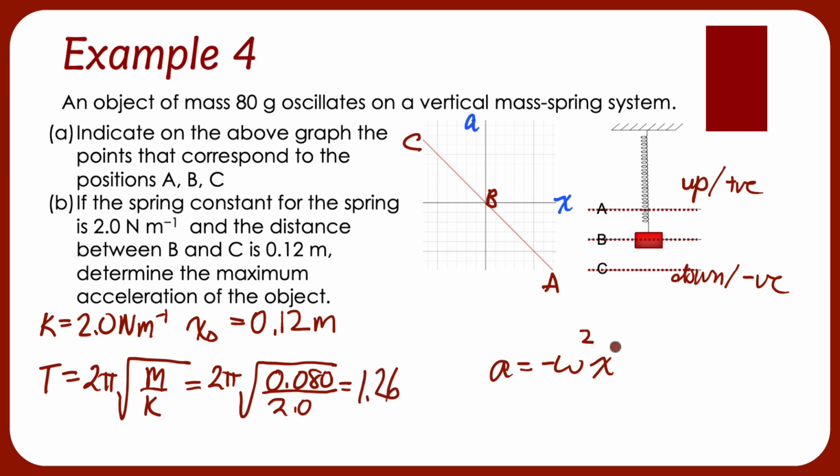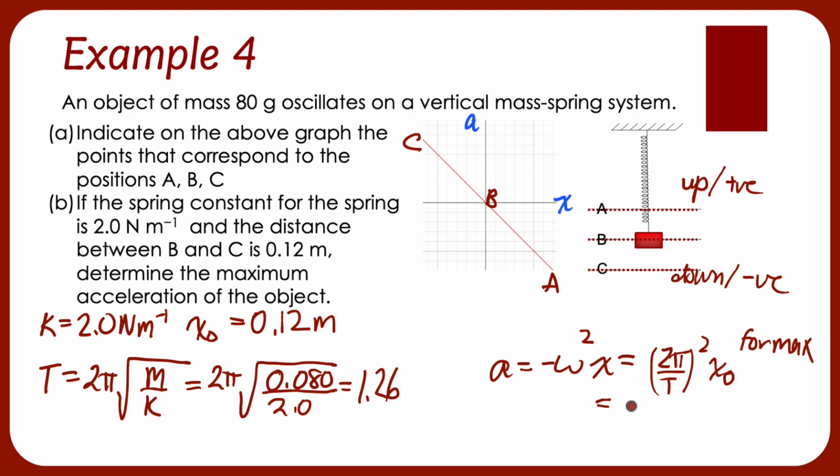So I'm going to go back over here. a equals negative omega squared x. Omega is 2 pi over the period. And since I'm looking for maximum, x is going to be at x naught. And I really do suggest you write down things like this. Because if for some reason a mark scheme says the mark is awarded for use of, or recognizing where the maximum acceleration will be, then just doing this can sometimes get you a mark.